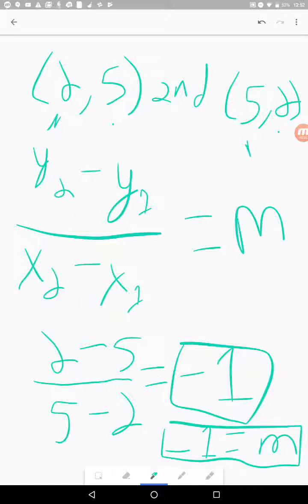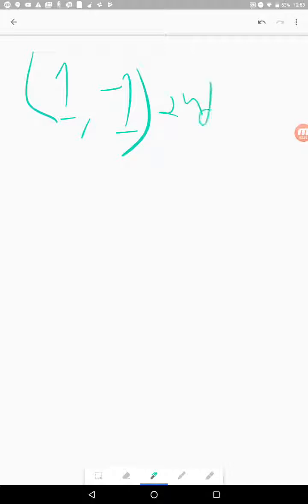Alright, let's try another one. Now, let's say we had 1, negative 1, and 5, negative 10. Sorry, y'all can't see it very well.